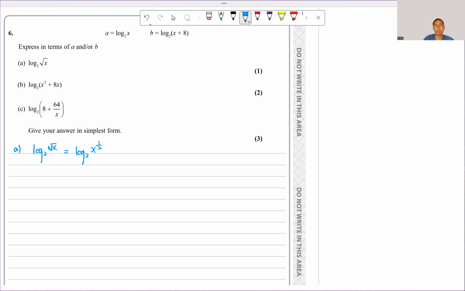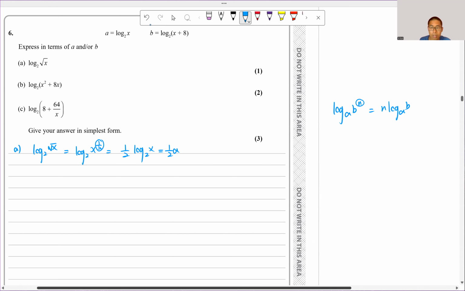And then for the logarithm rule, we know if you have log base a of b to the power of n, you can always bring the power n out as the coefficient. So same thing here. We can bring the power of x out as a coefficient, which is half times log base 2 of x. And then log base 2 of x is a, so that's just half a. That's how we work out part A.